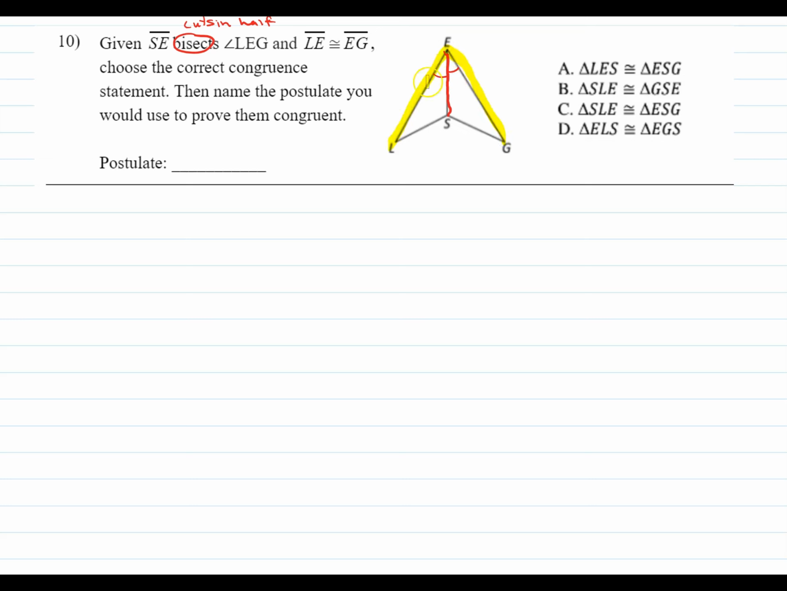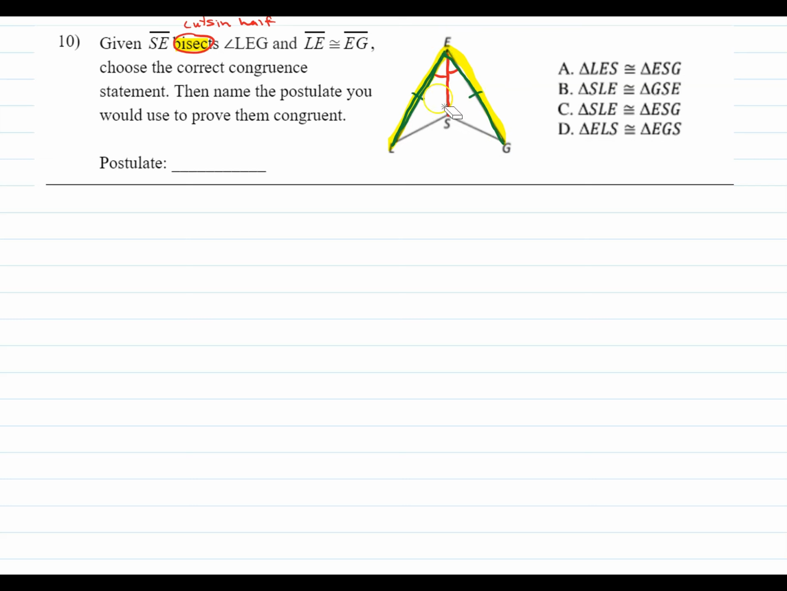Alright, so LEG was the big one, and now there's two angles, but they're both the same. That's what bisects tells us. Both of these red angles have the same degree, because originally they were part of a larger angle that was split in half. Side LE is congruent to side EG. Okay, so side LE and EG are the same, so I'll put a single tick mark for those two sides.